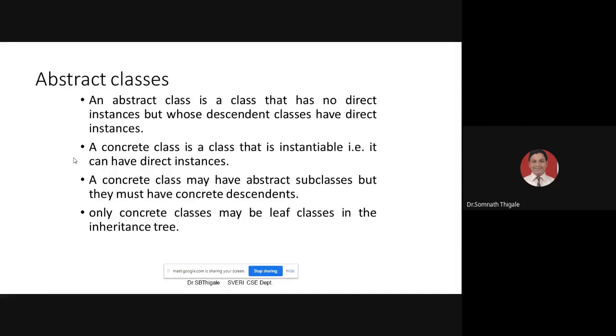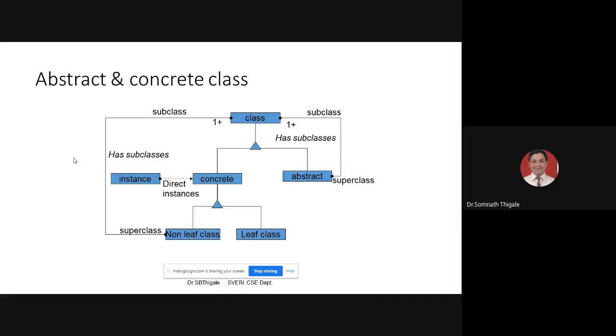Now next, as the name suggests, abstract class. In the previous lecture we discussed what is abstraction, what is encapsulation, what is modularity, and what is hierarchy. So an abstract class, as the name suggests, is a class that has no direct instance, but whose descendant classes have direct instances. This is in contrast to a concrete class. It can have direct instances. So it may be a subclass or may have different dependents. That we will represent here.